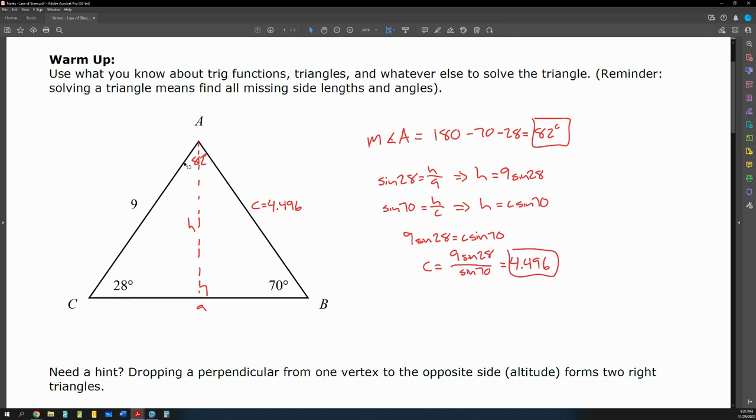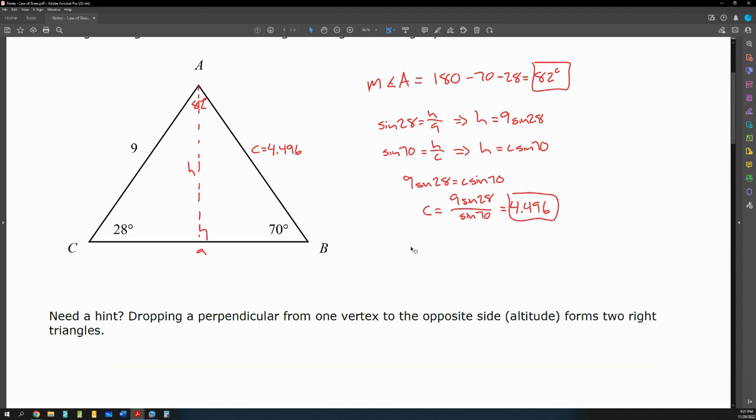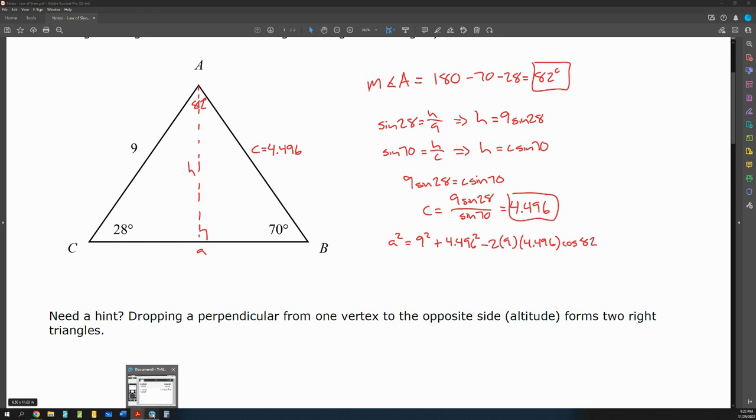I notice that we have sides 9 and 4.496 and the angle 82 here. We have side-angle-side, so I can use the law of cosines to find that last side. We have the side length across from angle A. a squared is equal to 9 squared plus 4.496 squared minus 2 times 9 times 4.496, and then cosine of 82. Let's plug this right into our calculator and see what we get for a squared.